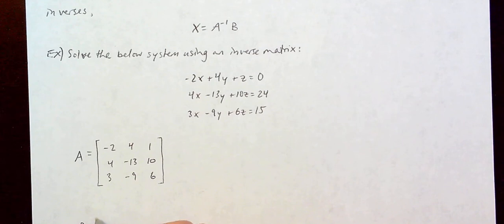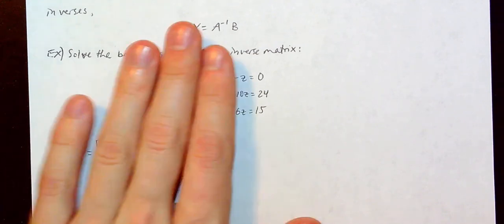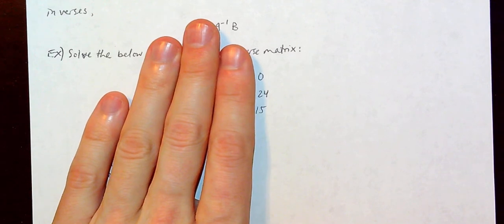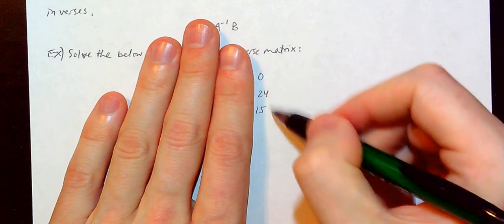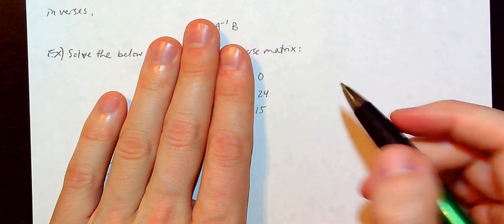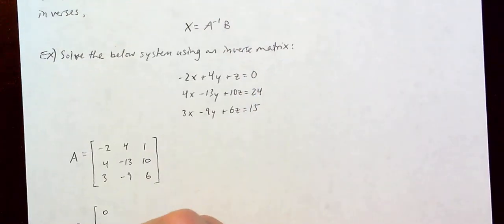I also want my B. That is just this 3 by 1 matrix here of these numbers, 0, 24, and 15.